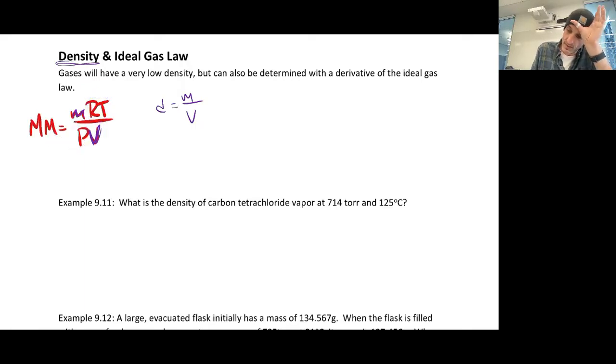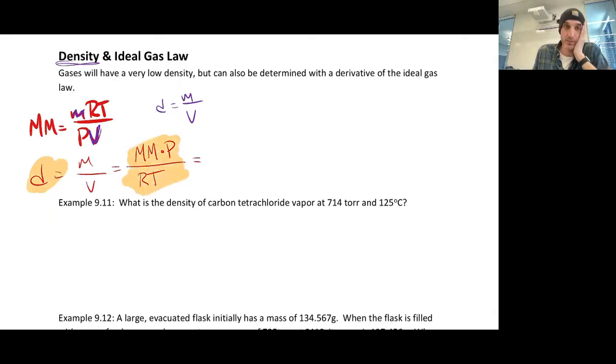So with that said, we rearrange this equation and what we end up with is molar mass times pressure all over RT is equal to mass over volume. So this is my density equation. All of this is equal to density. So density is equal to molar mass times pressure over RT. Okay, so that's it. That's how we calculate this. Again, the density equation is giving us the density of the gas.